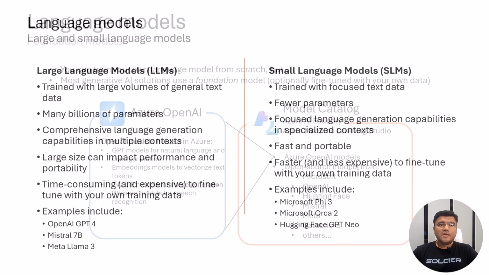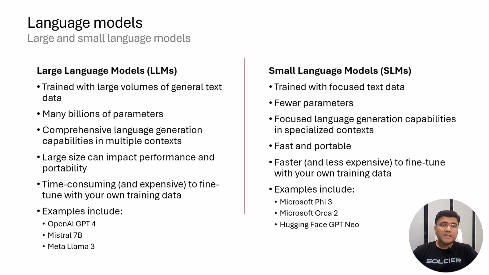Now, after all these things, let's understand that we have different types of models also. We have the large language model, obviously another buzzword you may have heard, known as LLM. And we have a small language model also.